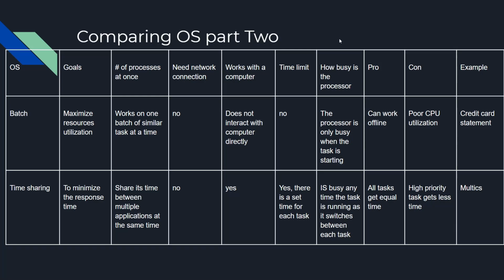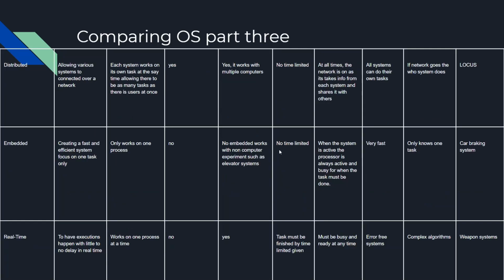And then as you can see, the processor is only busy when a task is starting. After that, it's not that busy, very relaxed. And the processor for time sharing is busy because it's always switching between the tasks. And now with distributed operating systems, there's the example I prefer. A con is, like I said, if the network goes down. It does work with multiple computers.